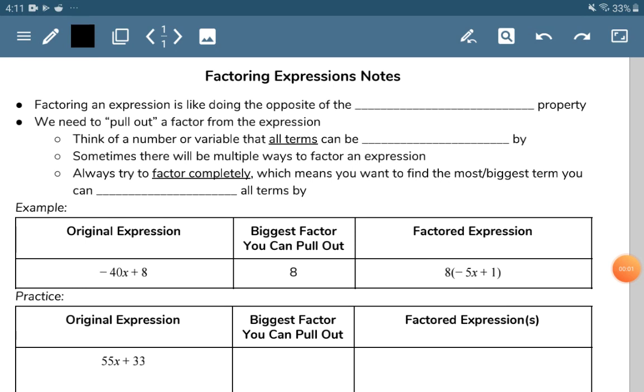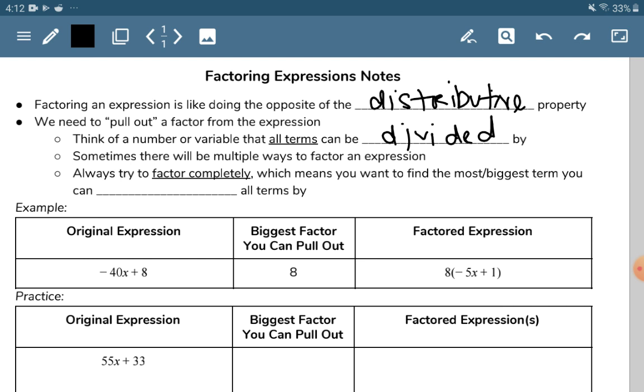We are continuing with our expressions unit today. We're talking about factoring expressions. Factoring an expression is really like doing the opposite of the distributive property, which we just learned recently. So when we distribute, we take something on the outside and we multiply it by everything on the inside. When we factor, we are pulling out a factor. So we are thinking of a number that both variables or terms or whatever's in there can be divided by.